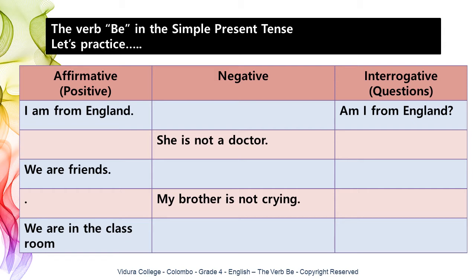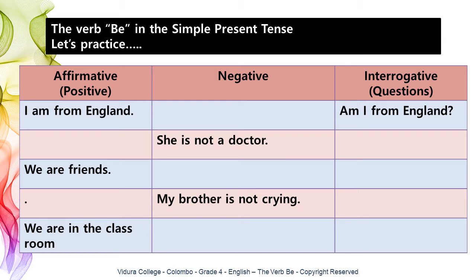Second one. Here I have given you only the negative sentence. You have to fill the affirmative sentence and the interrogative sentence. The affirmative sentence is, she is a doctor. Interrogative sentence is, is she a doctor? Third one, we are friends. What is the negative sentence? We are not friends. Interrogative sentence, are we friends?